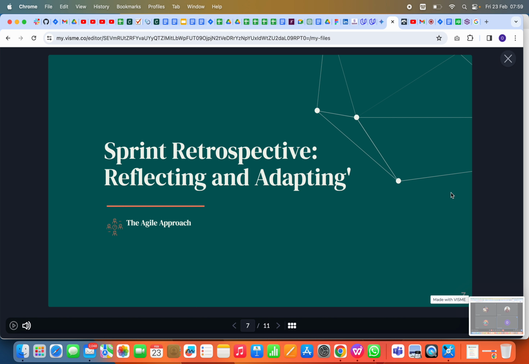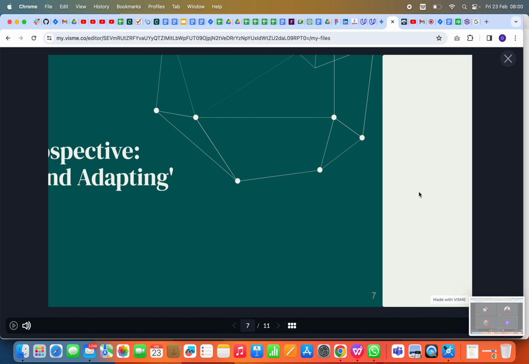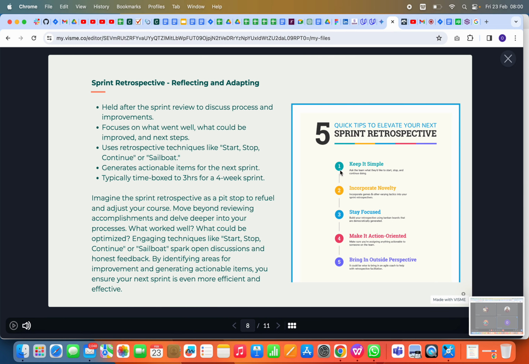So let's move on to the sprint retrospective. Sprint retrospective is majorly done by the Scrum team. The stakeholders are not involved. It's for the Scrum team, okay? The sprint retrospective is held after the sprint review to discuss process and improvements.